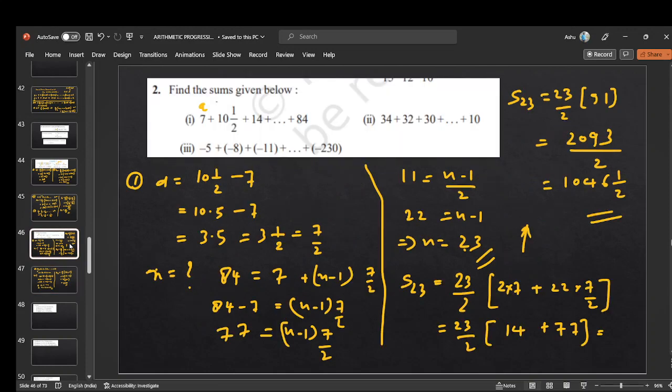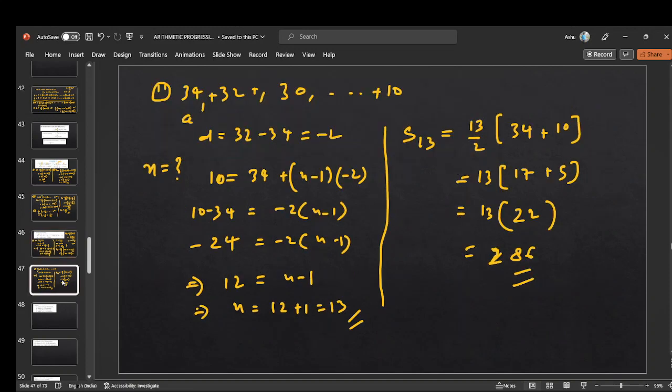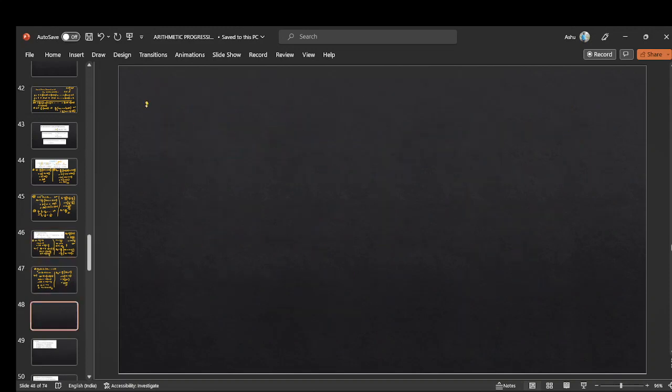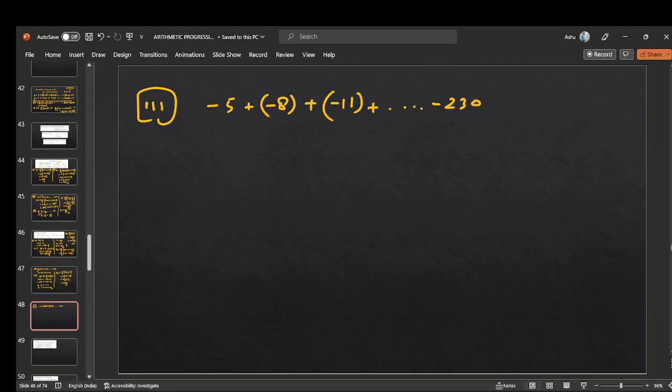Now third part of the question, minus 5, 8, 11 up to 230. So we should take next slide. Here is the third part. Third part of the question is given that minus 5, minus 8, minus 11 up to minus 230. What is the sum of this?